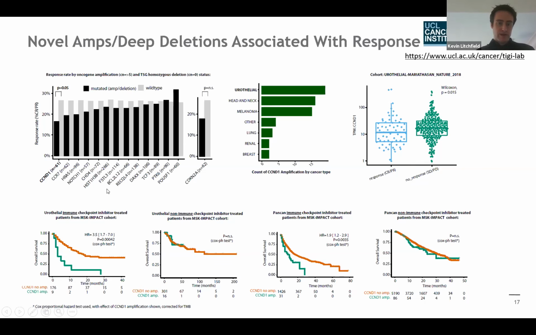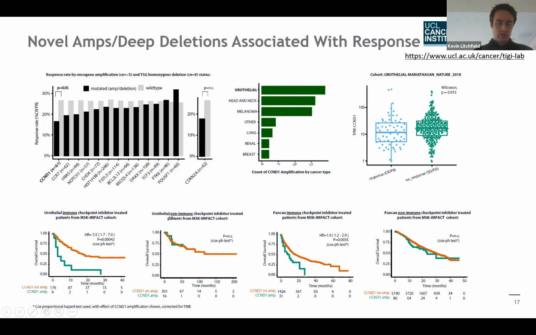We were able to validate this in the MSK-IMPACT cohort data, where this gene is captured, so we're able to get good quality copy number data for cyclin D1, and we found an even stronger effect size actually in the validation cohort. Here we can see a hazard ratio of almost 3.5. So patients with cyclin D1 amplification really had rapid progression on checkpoint inhibitor treatment. This is in bladder cancer.